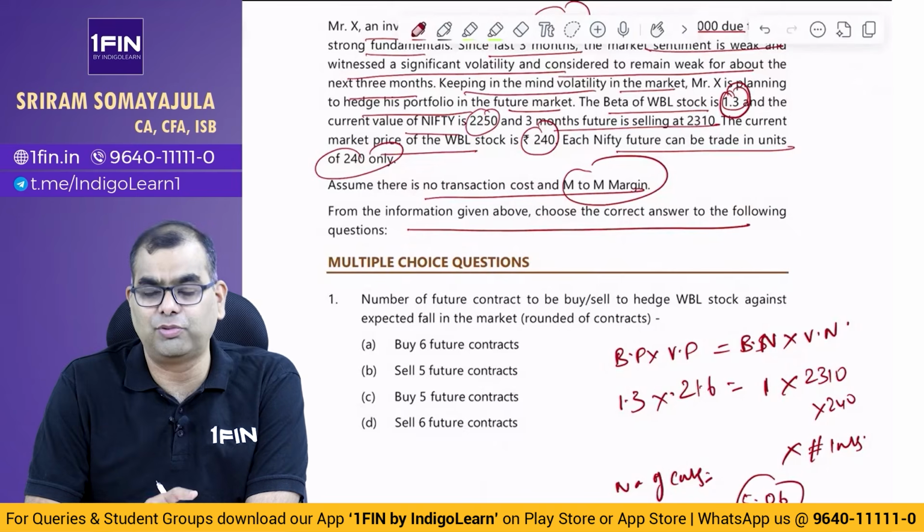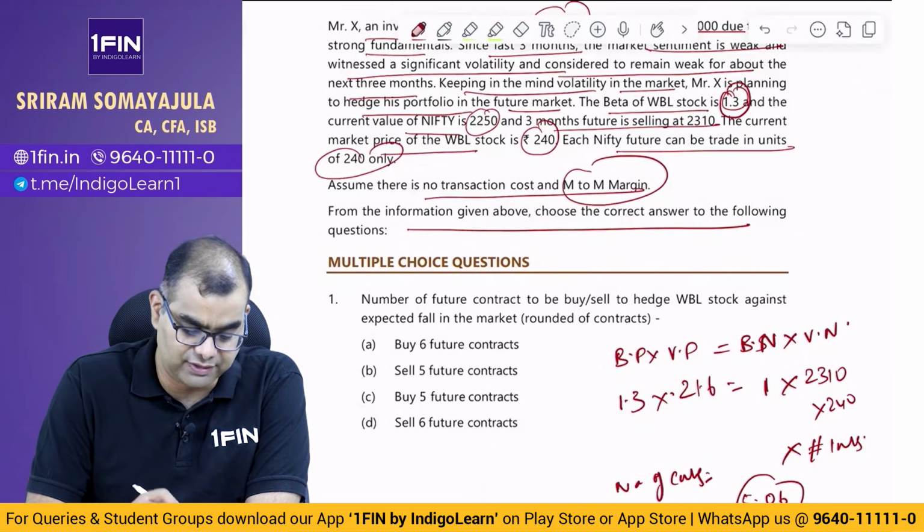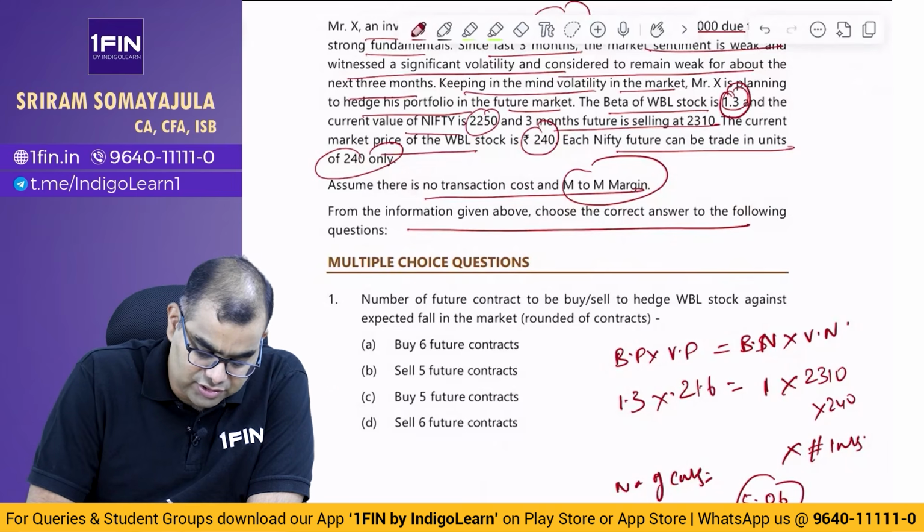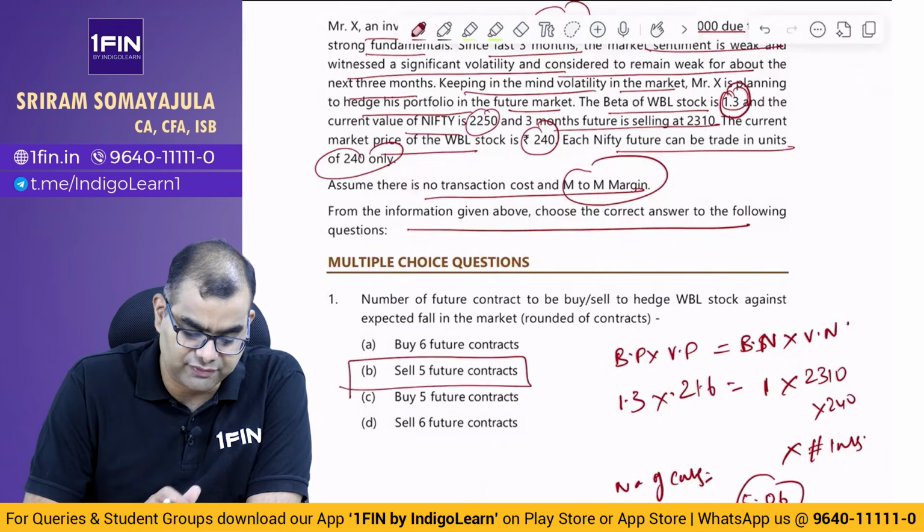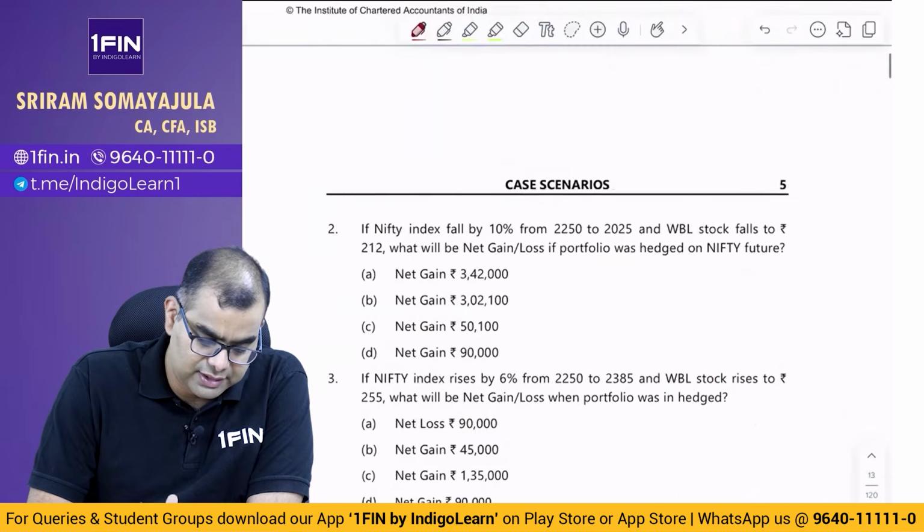Because you have the portfolio, you have to sell futures. If you have to sell futures, you have to sell 5.06. You should sell 5 future contracts. So, now next question.